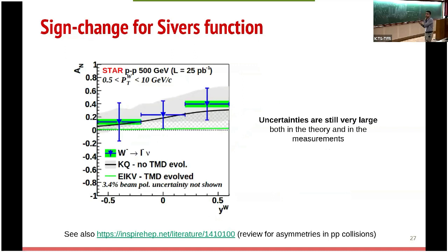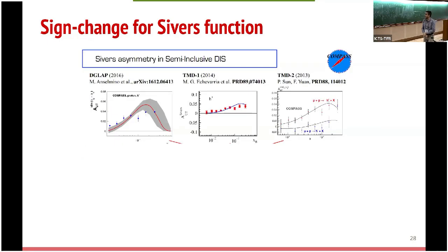If you look at the uncertainty of the calculation, the green line is the prediction with the evolved TMDs, the physical TMDs. And the dashed area represents the uncertainty associated to that calculation. So you see that there are still large errors on the experimental side and also on the theory side. So we need to work both on the theory side and the experimental side to reduce these uncertainties and try to make conclusive statements on this sign change relation.